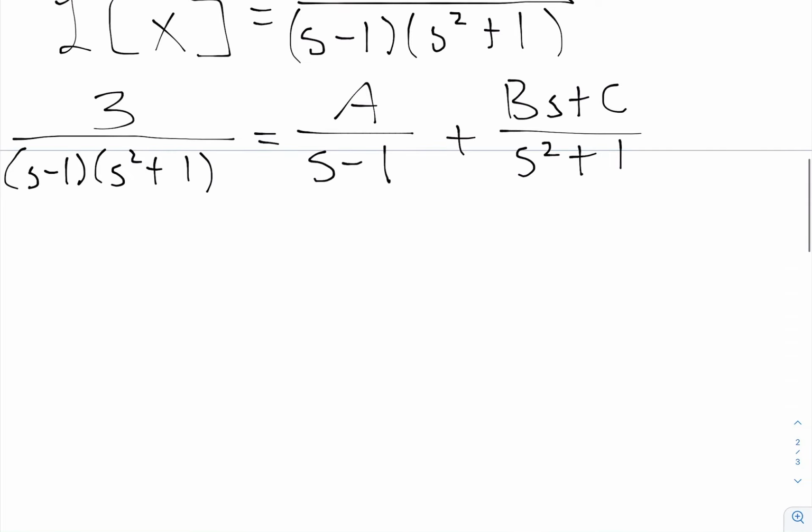So if we multiply both sides by this denominator here, we're kind of used to this by now, we get 3 equals a times s squared plus 1.